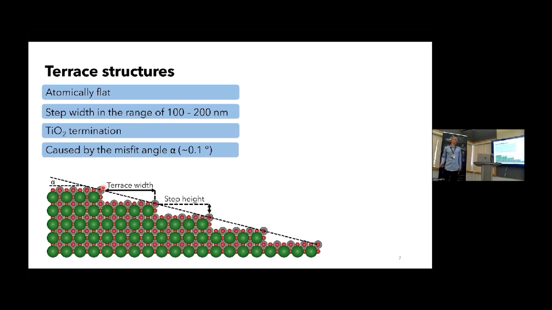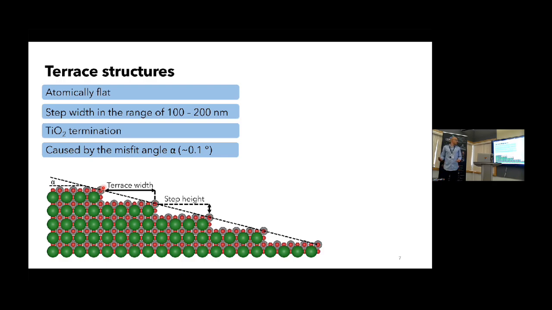is the so-called misfit angle. Because if you produce a substrate, the two planes, the bottom and the top plane, are not perfectly perpendicular. You always have a small misfit angle. And this is due to technical limitations. There's nothing we can do about it. It's in the range of 0.13. The smaller the misfit angle, the larger the terraces. So we want to keep it small.